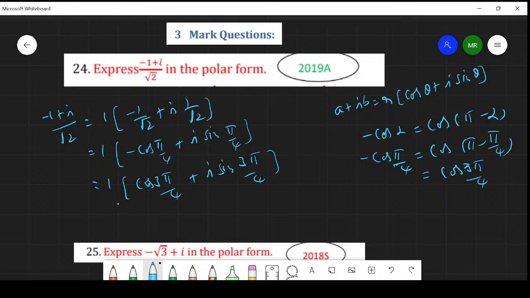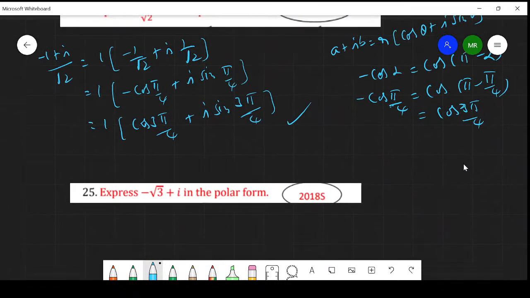Modulus is 1, amplitude or argument is 3 pi by 4. That is called polar form of the complex number. Simple way we can write it. I hope you understood this. If you have doubt, please ask me, I can explain again.